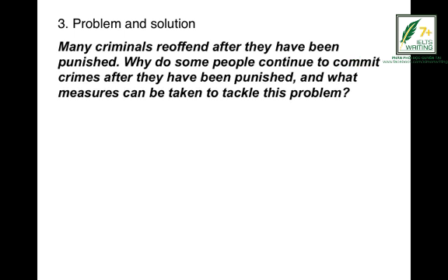Let's look now at the third type of question for writing task 2, which is the problem and solution question. In this type you have to explain a problem and suggest some solutions. Here's an example. Many criminals re-offend after they have been punished. Why do some people continue to commit crimes after they have been punished, and what measures can be taken to tackle this problem? You can see why this is called a problem and solution question.